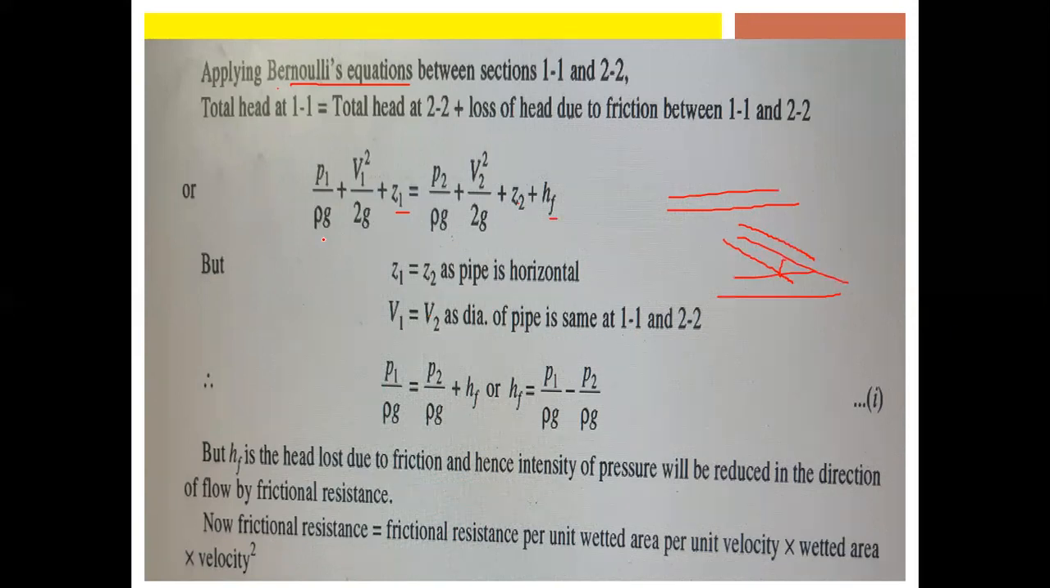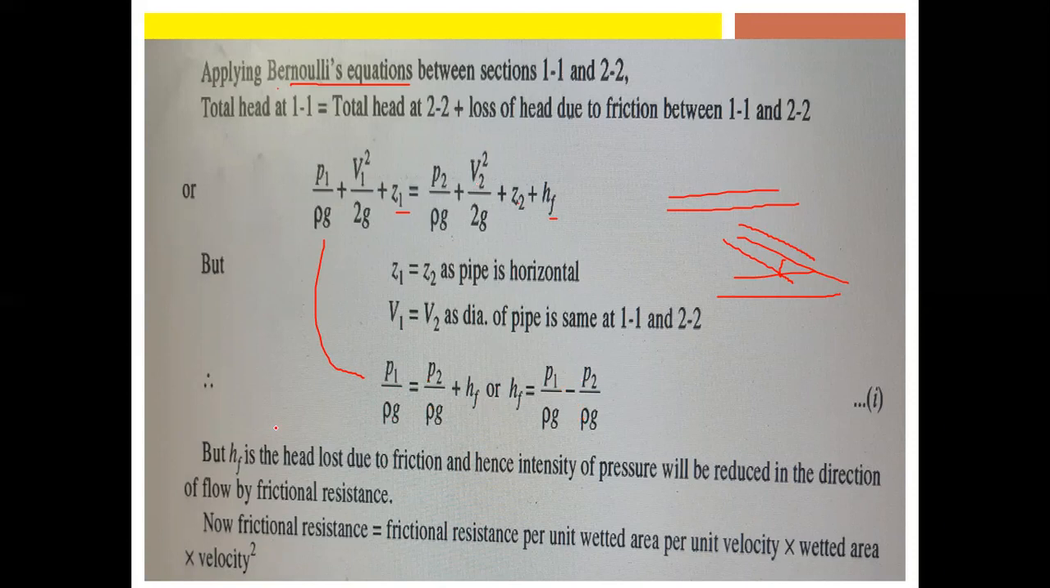Therefore how to write this equation? This equation can be written as P1 by rho g is equal to P2 by rho g plus HF, since V1 and V2 are same and Z1 and Z2 are same. So the head loss is equal to P1 by rho g minus P2 by rho g.